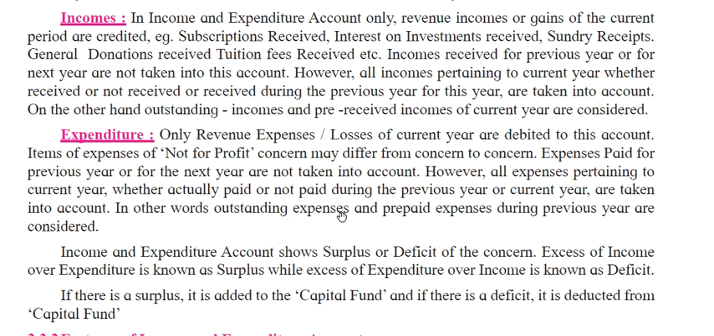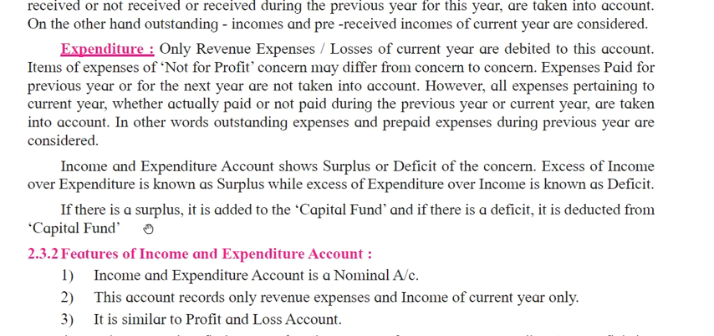In other words, outstanding expenses and prepaid expenses during the previous year are considered. An income and expenditure account shows the surplus or deficit of the concern. Excess of income over expenditure is known as a surplus, while excess of expenditure over income is a deficit.